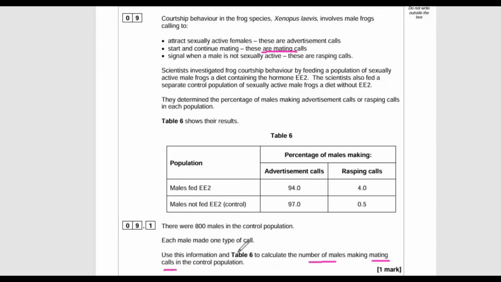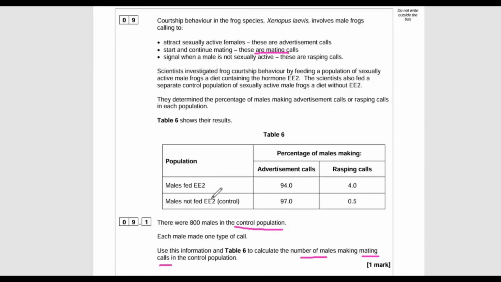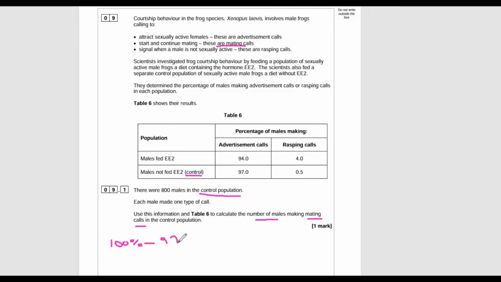So what were we looking at? The control population. Which one of these is the control? Well, it says right there, the one without the hormone is the control. So we know that 97% were doing advertising and rasping was 0.5. So we can work out this one by doing 100%, and we want to take away 97 and take away 0.5, and that equals 2.5%. So there's 2.5% that are doing the old mating call.